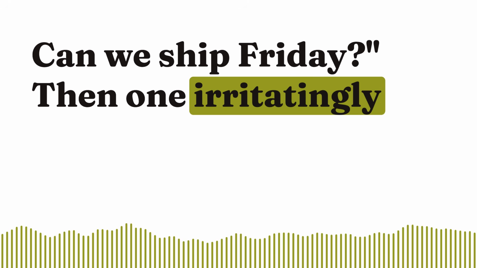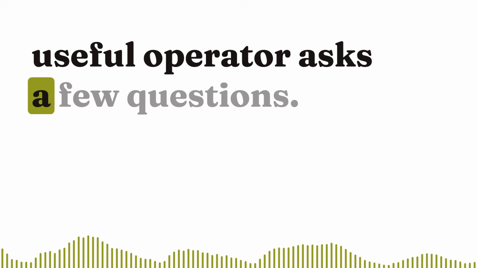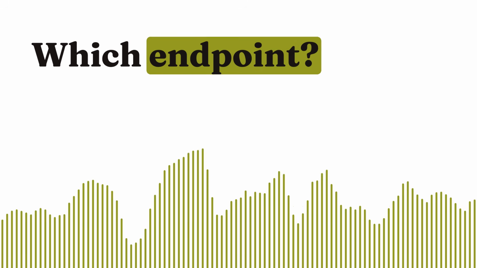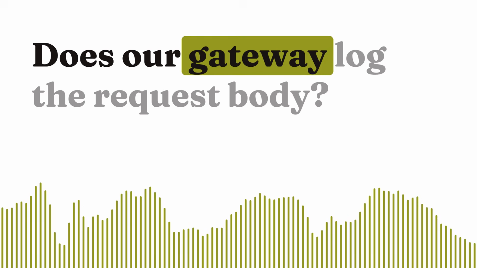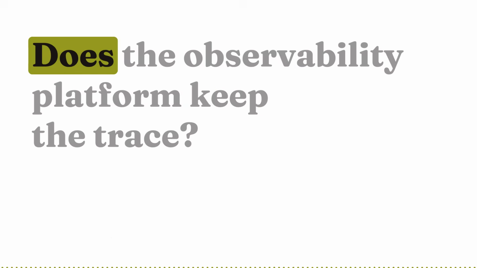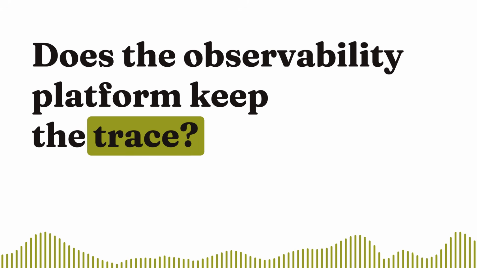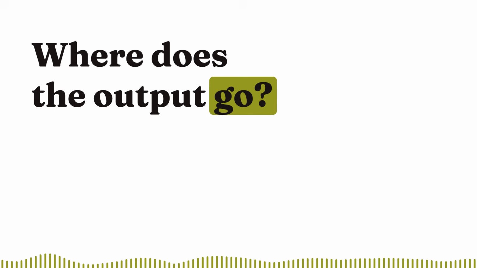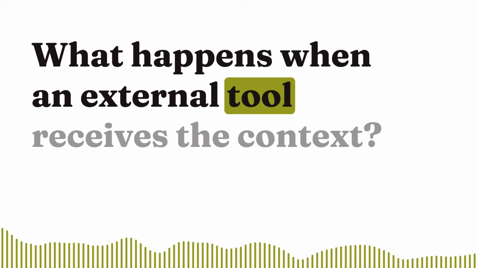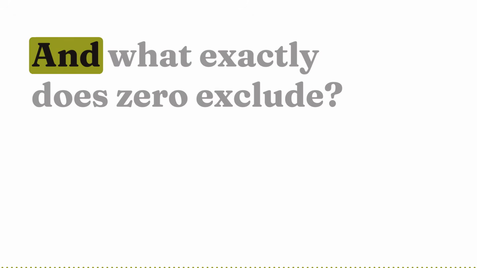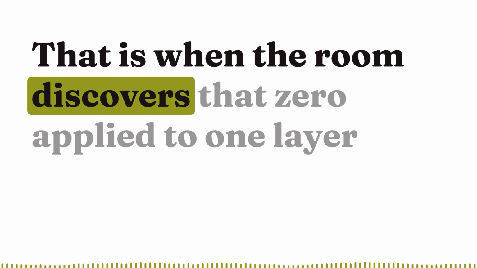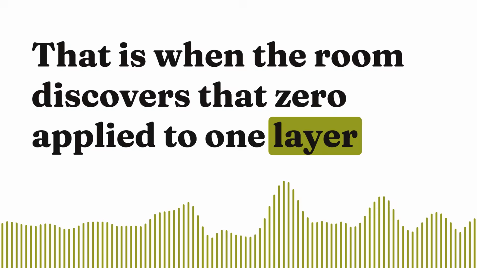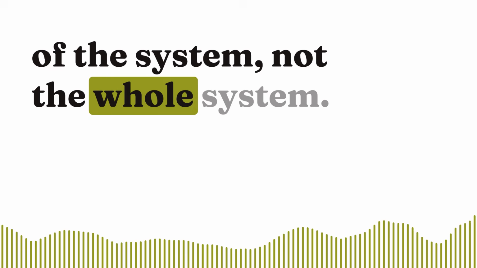Then one irritatingly useful operator asks a few questions. Which endpoint? Which project? Which tools? Does our gateway log the request body? Does the observability platform keep the trace? Where does the output go? What happens when an external tool receives the context? And what, exactly, does zero exclude? That is when the room discovers that zero applied to one layer of the system, not the whole system.